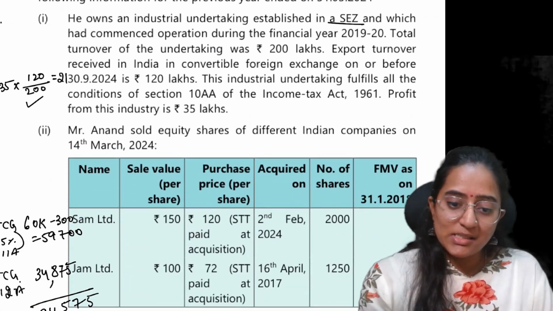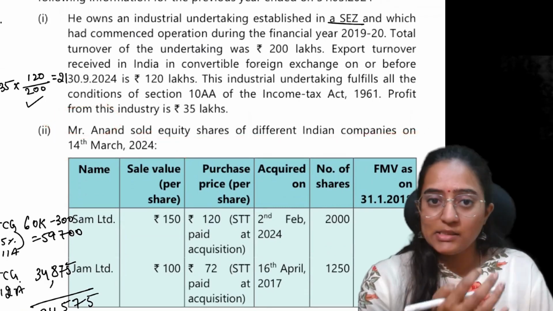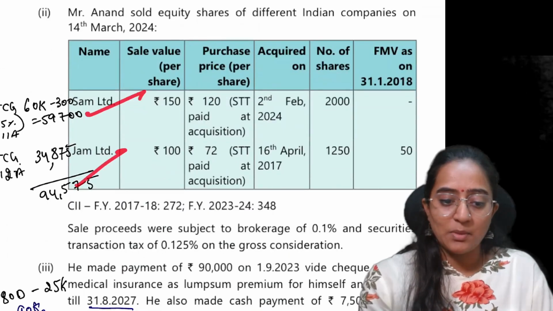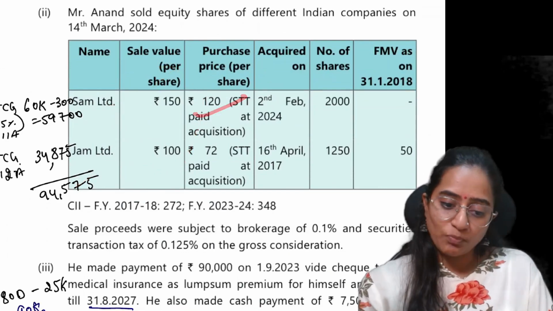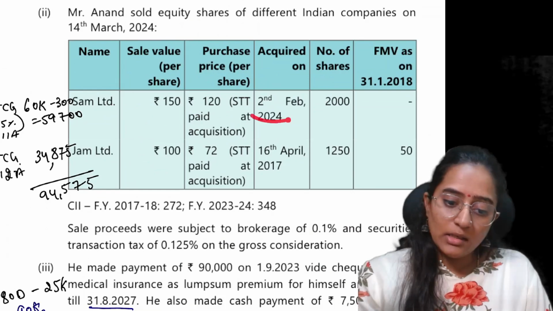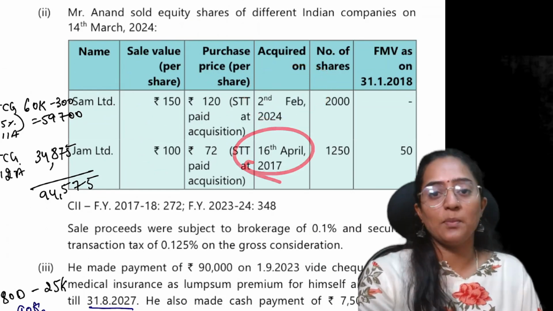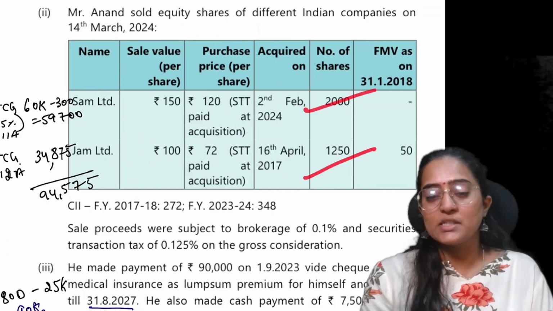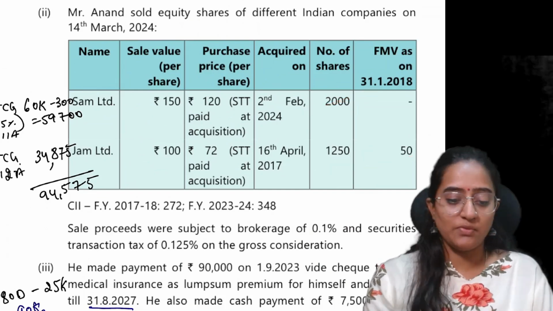Okay. So now Mr. Anand sold equity shares of different Indian companies on 14th March 2024. SAM Limited, JAM Limited, sale value is 150 and 100. Purchase price is 120 and 72. Year acquired is 2nd Feb 2024 and 16th April 2017. Number of shares is 2000 and 1250, and the fair market value as on 31 March 2018 is 50.